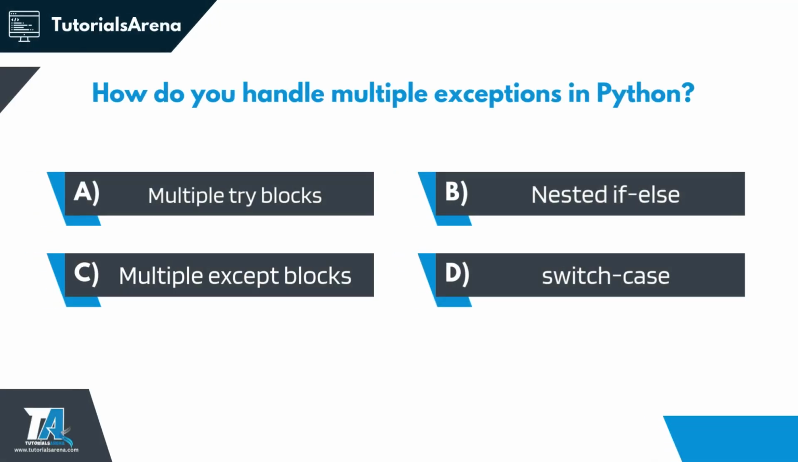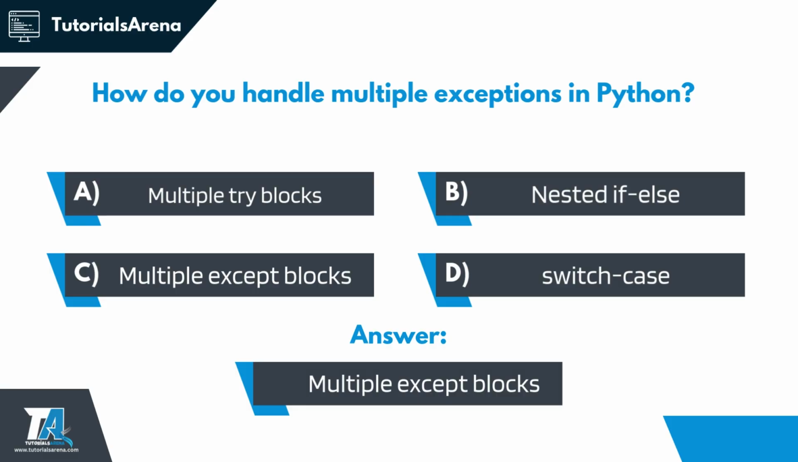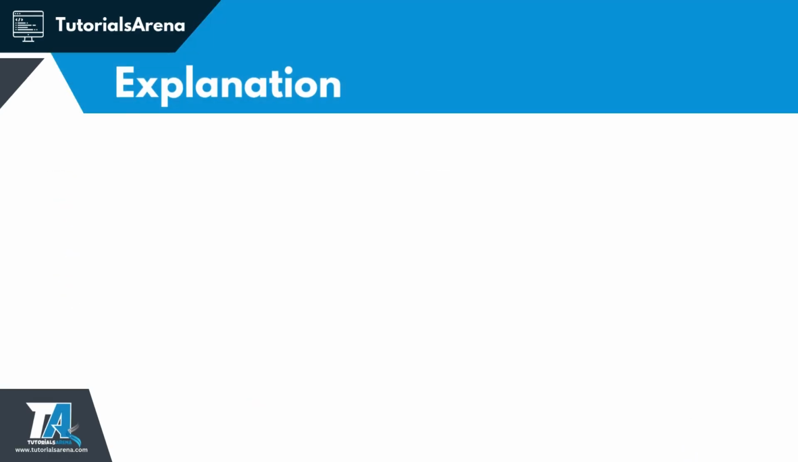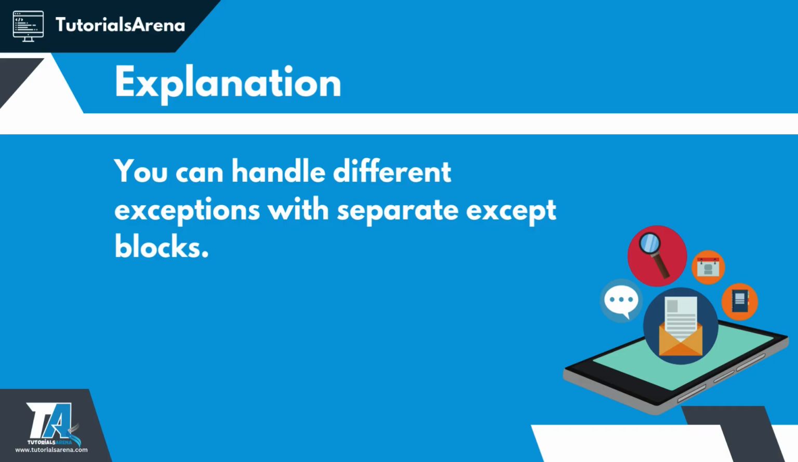How do you handle multiple exceptions in Python? The correct option is option C, multiple except blocks. You can handle different exceptions with separate except blocks.